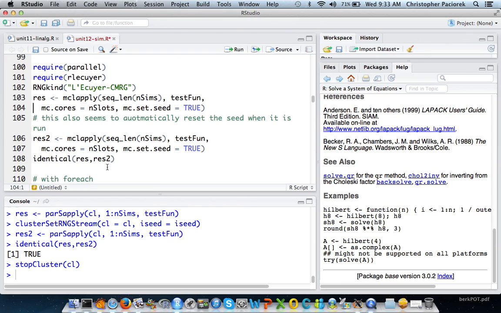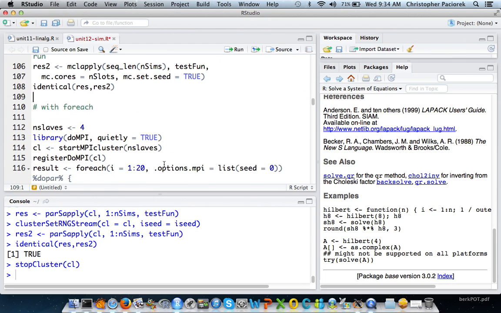If you're using, for example, mclapply, you can do it in this fashion. You can set the RNG kind to be this L'Ecuyer algorithm. Then all you need to do with mclapply is provide one additional argument, mc.set.seed, and set that equal to true. If we run this again with mc.set.seed equal to true, this will be repeatable, and the results will be identical between the 2 different times that we ran it.